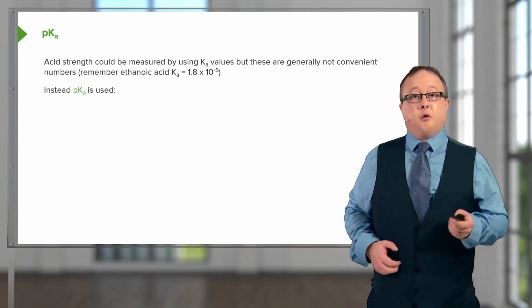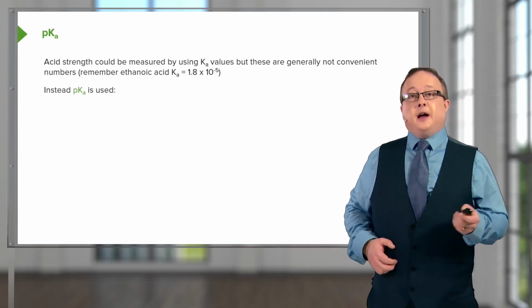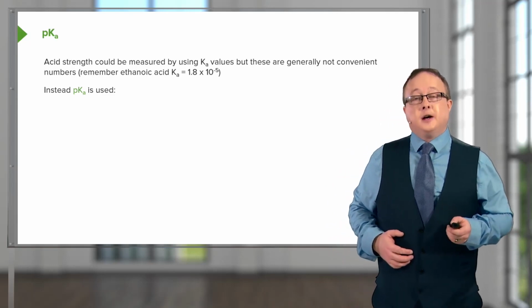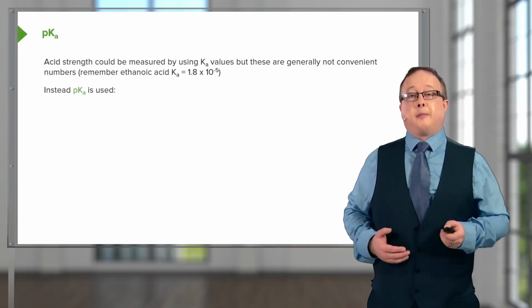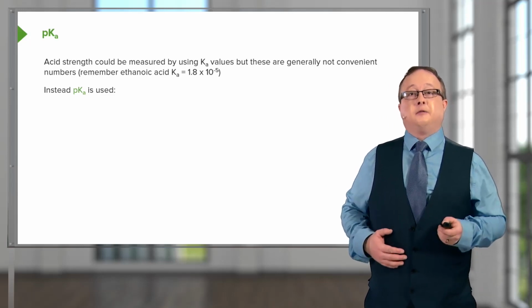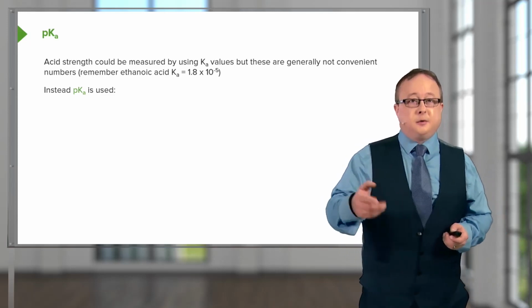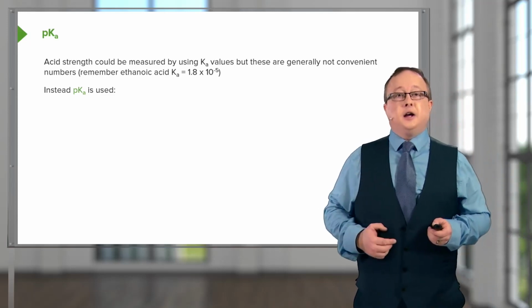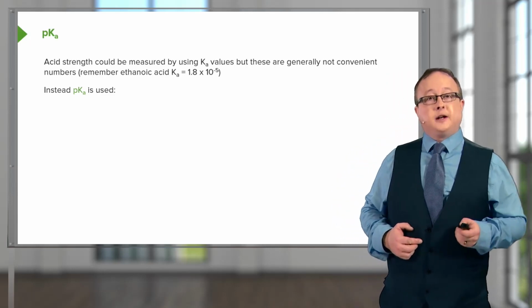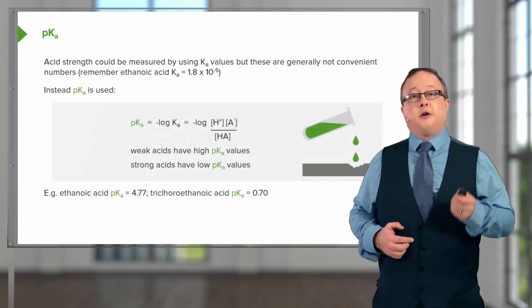But these are not generally convenient ways of measuring it, because you have to use, again, standard form in this case. 1.8 times 10 to the minus 5 is a little bit more difficult to work with, especially if you're looking at it from a biological perspective, and a lot of the calculations may appear to be confusing, may result in some errors as a consequence. So as a consequence of this, pKa is used, with the small letter p denoting negative log.